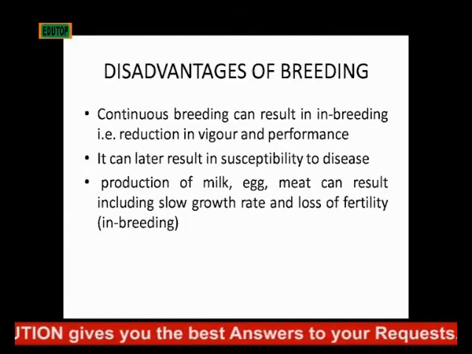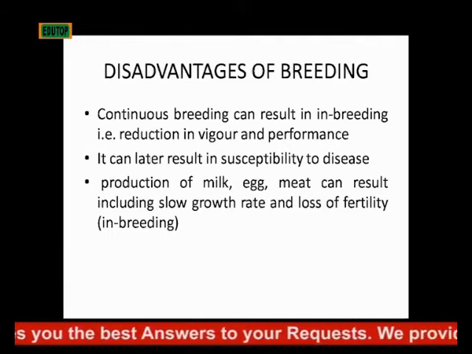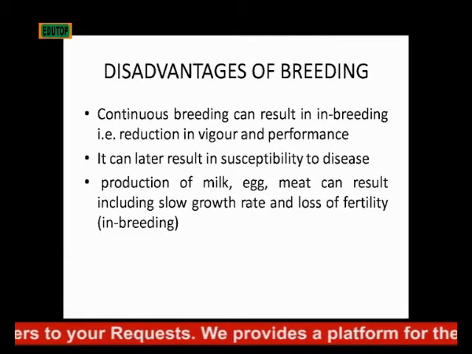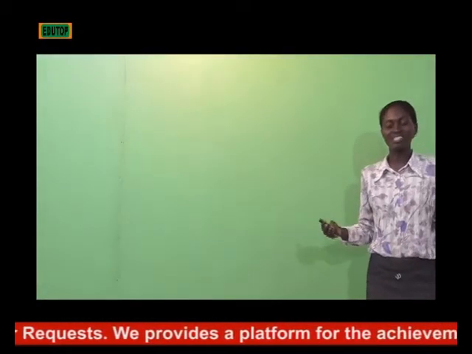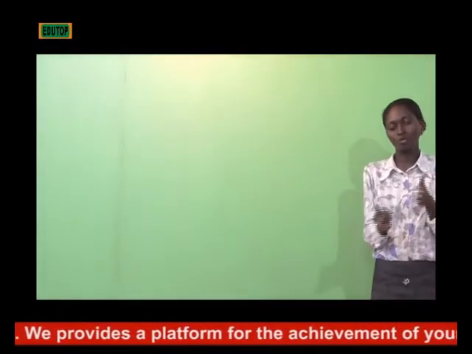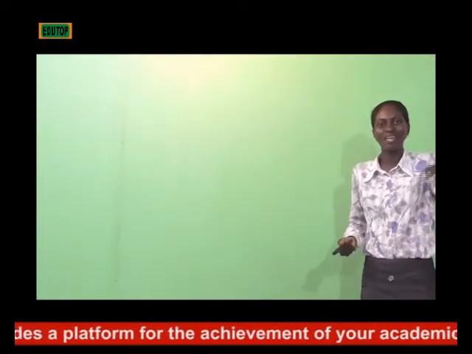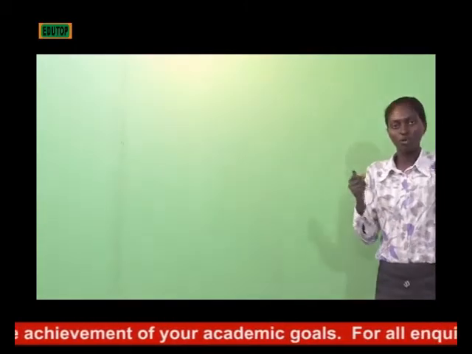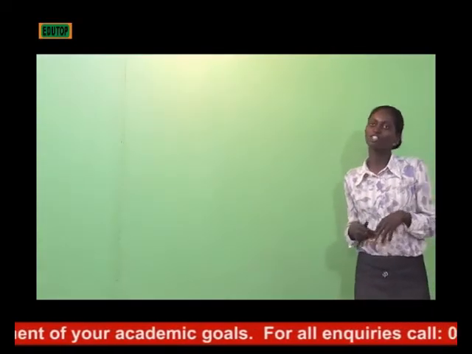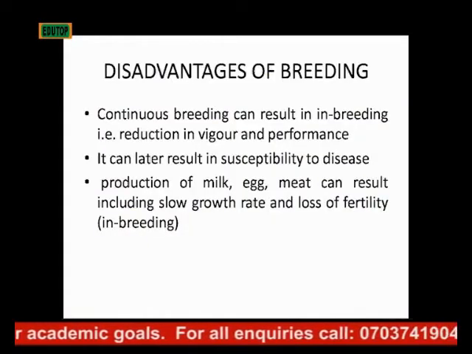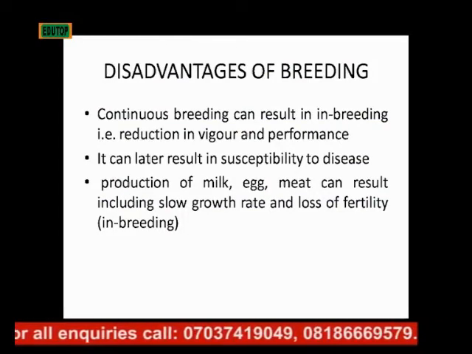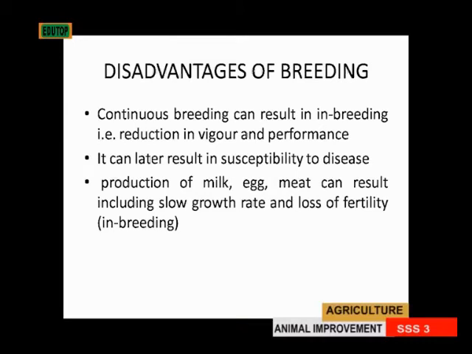First, continuous breeding will result in reduction of vigor or performance. When you keep breeding the same animal or the same kind of animal, they are closely related, so they have the same characteristics. Over time there will be reduction in the vigor or the performance of such animals. Another thing is that it can later result in susceptibility to disease. The animals will be prone to some diseases.